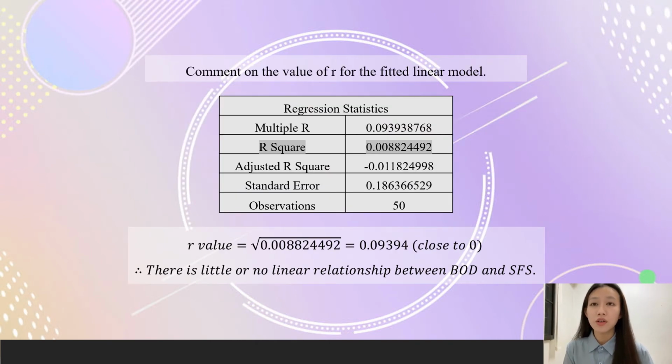To comment on the value of R for the fitted linear model, we look at the regression statistics table. R value equals the square root of R squared, which is 0.09394. The R value is very close to 0. This implies that there is little or no linear relationship between BOD and SFS.